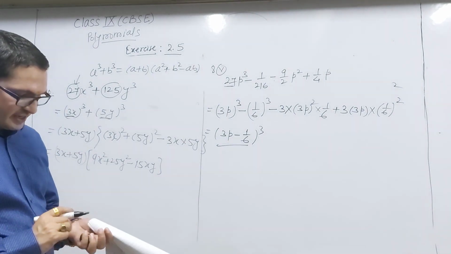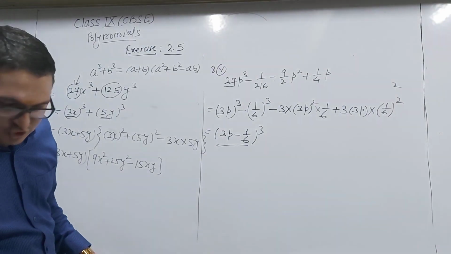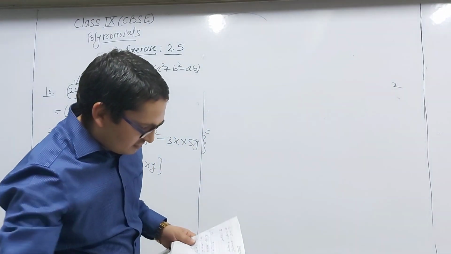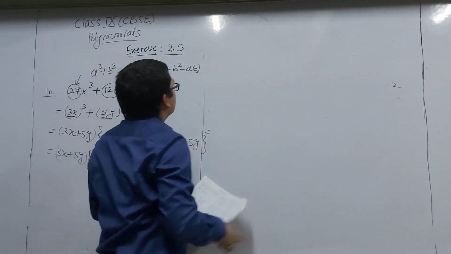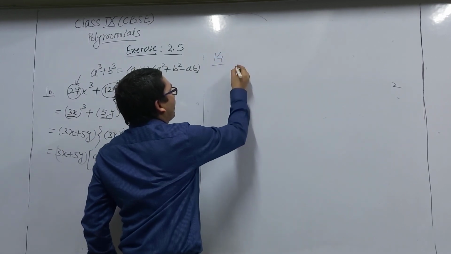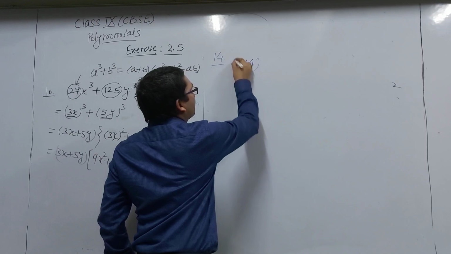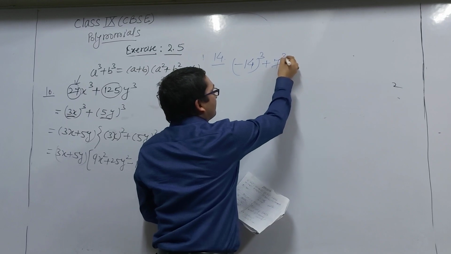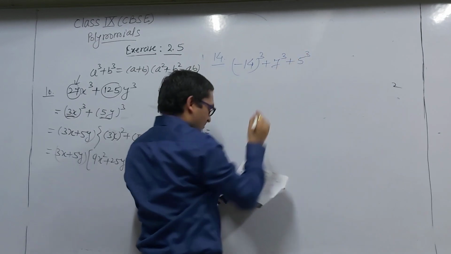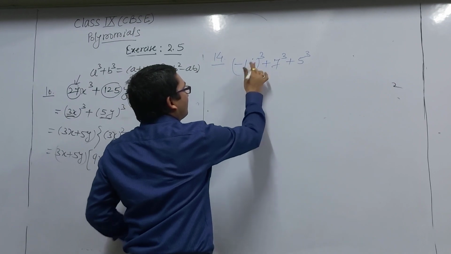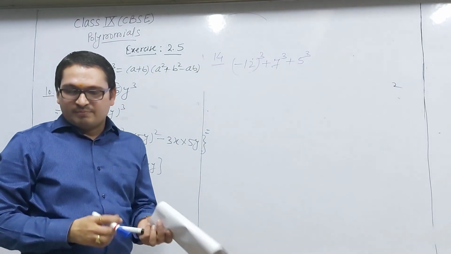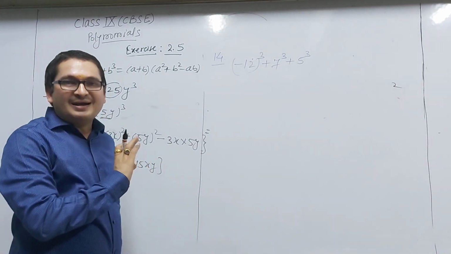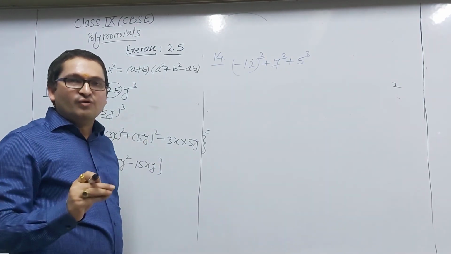Now one more question, it's very important. This is the last question of this exercise. Question number 14: find the value of minus 12 cube plus 7 cube plus 5 cube. Without multiplying, we have to apply the identity over here to simplify this value.